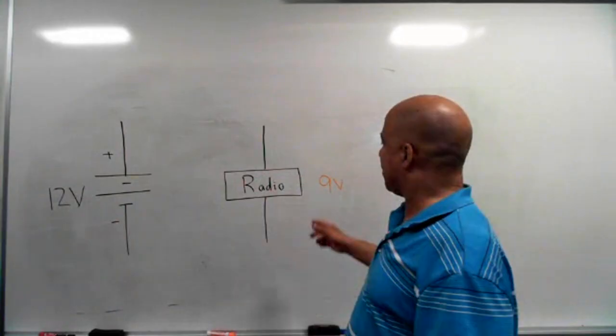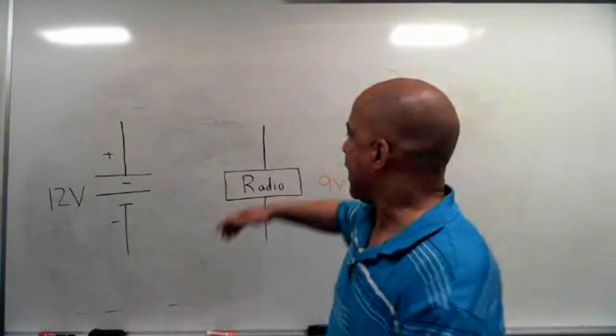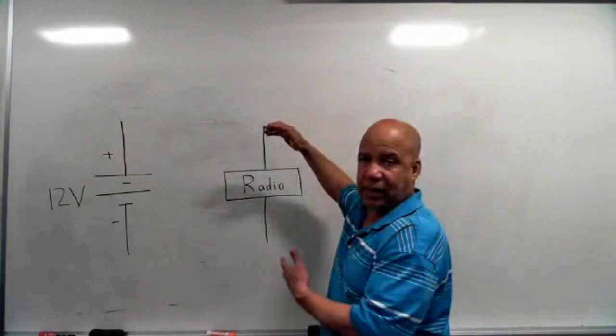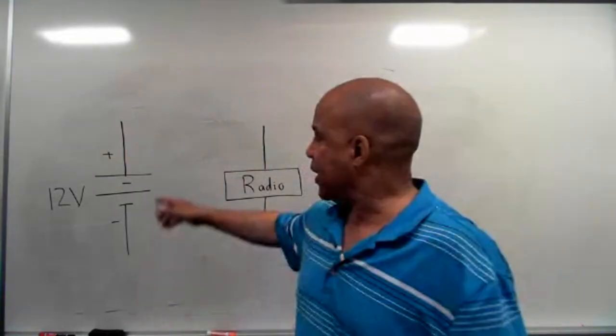Now when I have something like this, it's a 9-volt radio, which means you're supposed to hook up a 9-volt battery in order to get the thing to operate. You don't have a 9-volt battery. All you have is a 12-volt battery.